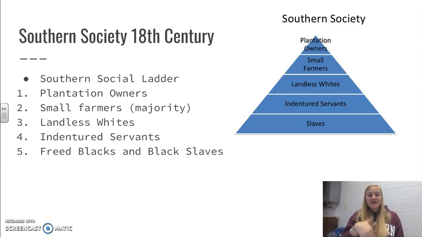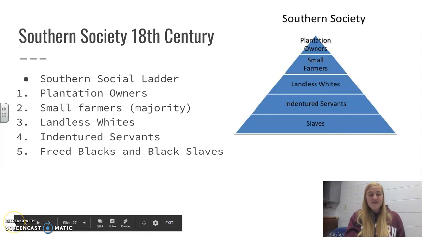But because they're told that they're lesser than, they end up being the bottom of the food chain.